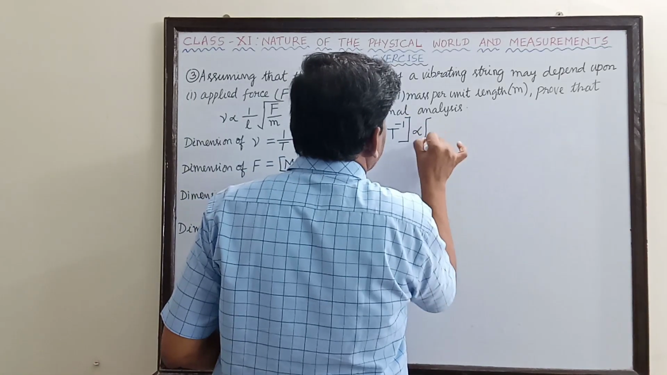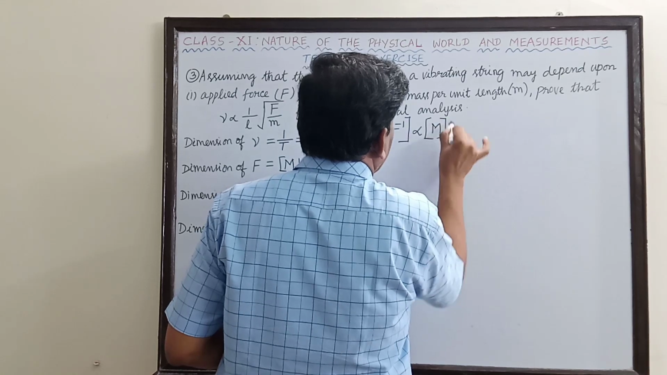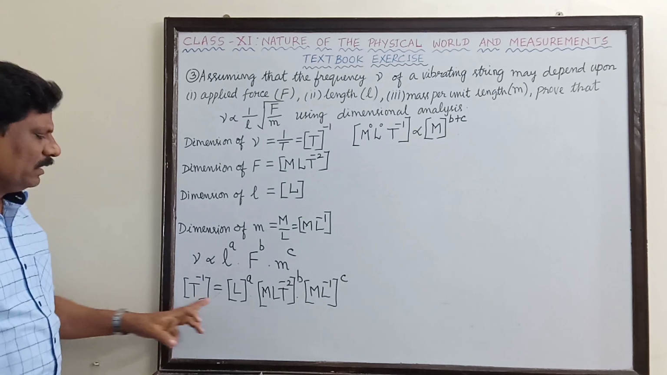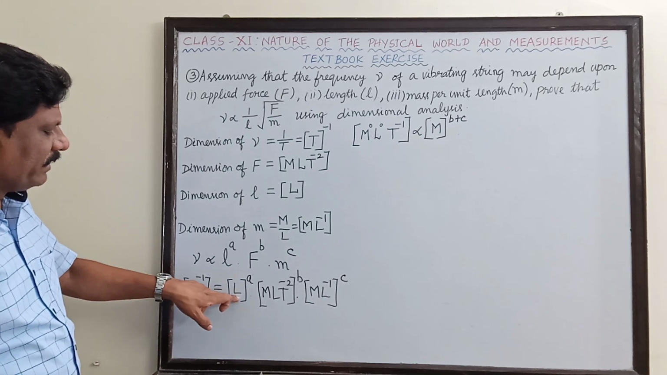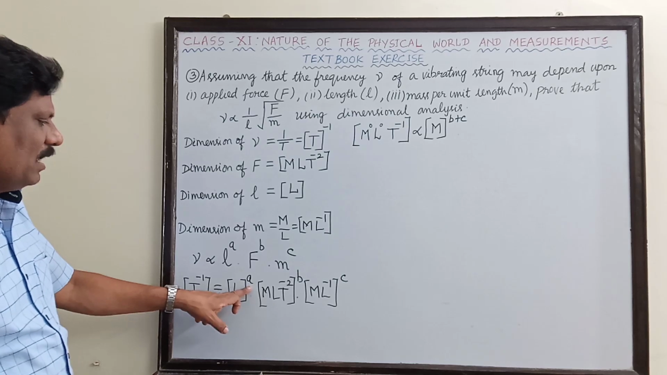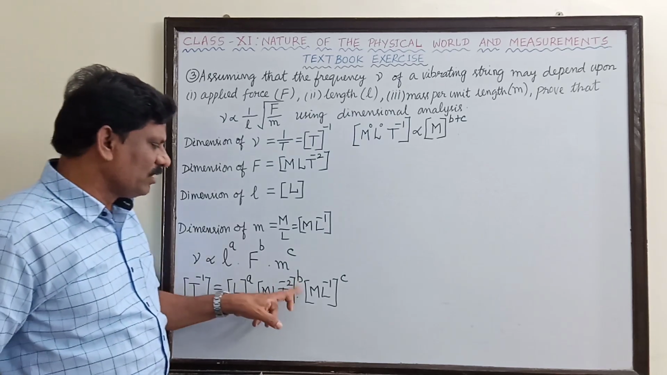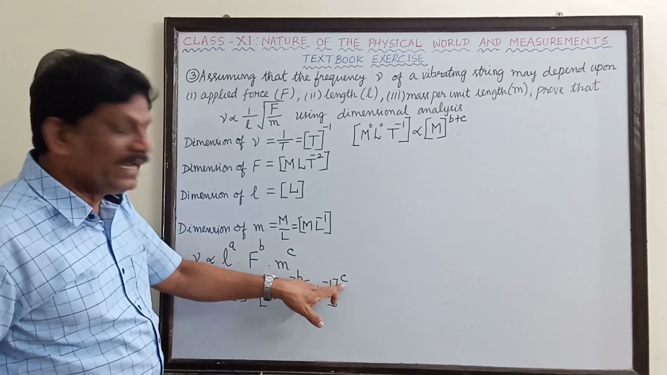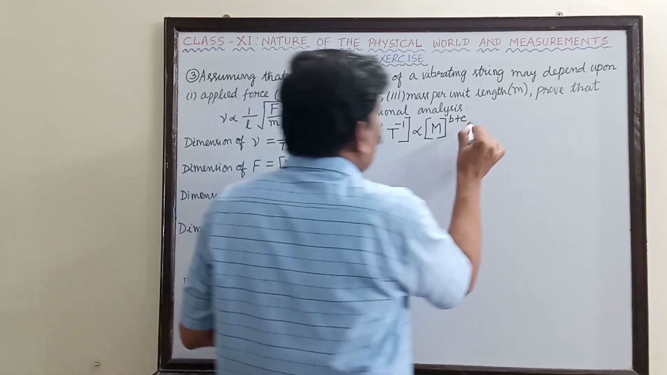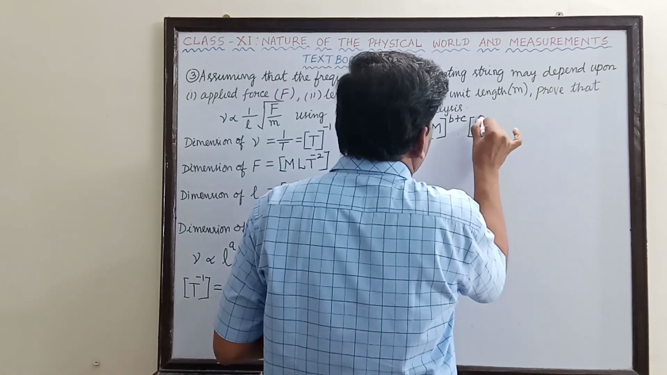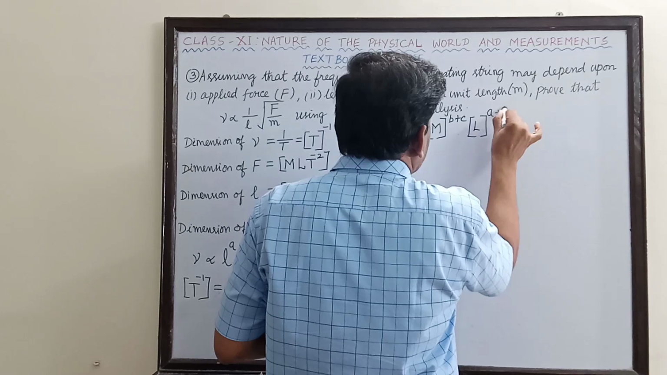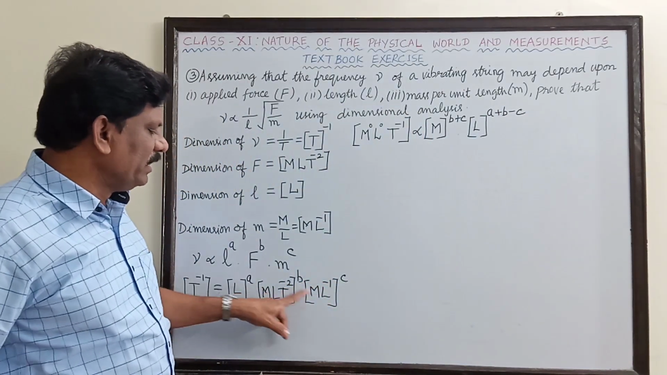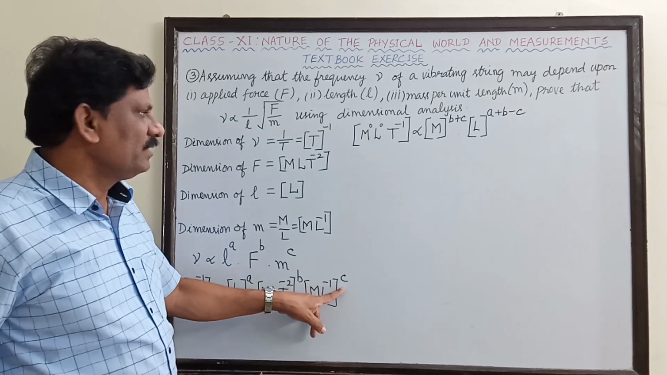So the first term is M raised to the power b plus c, into, now length, the first factor L is raised to the power a, and here also an L term is there, L raised to the power b, and here L raised to the power minus c. Therefore, totally the length has the powers a plus b minus c.